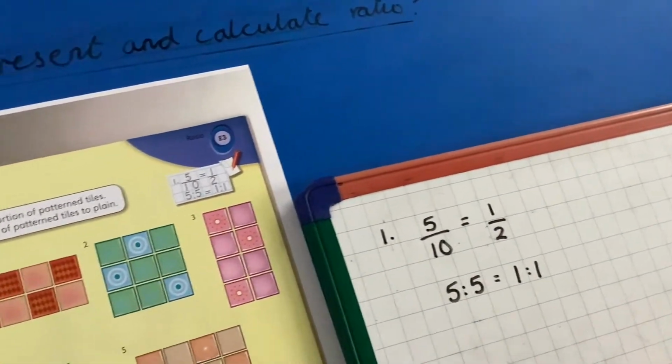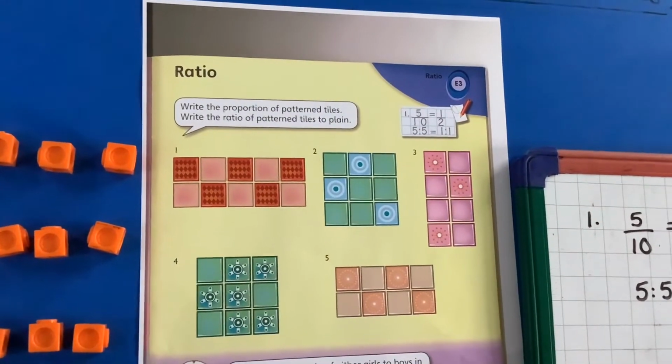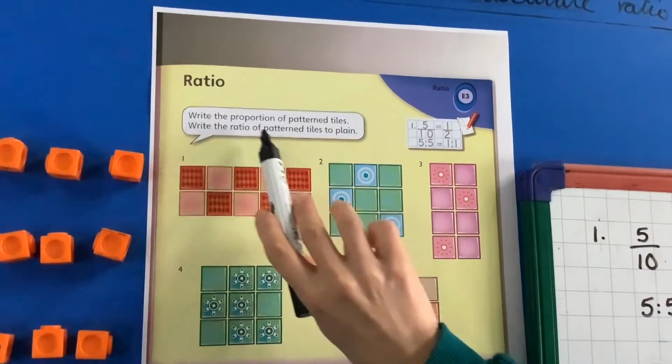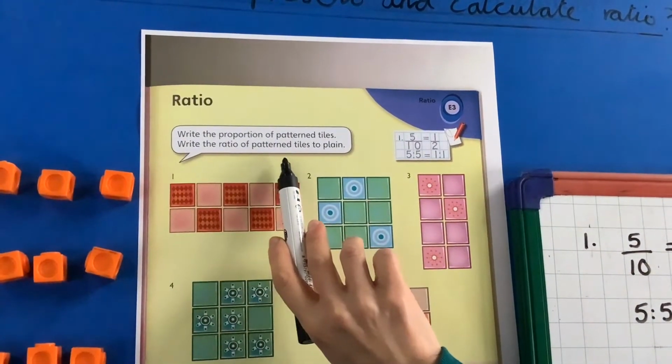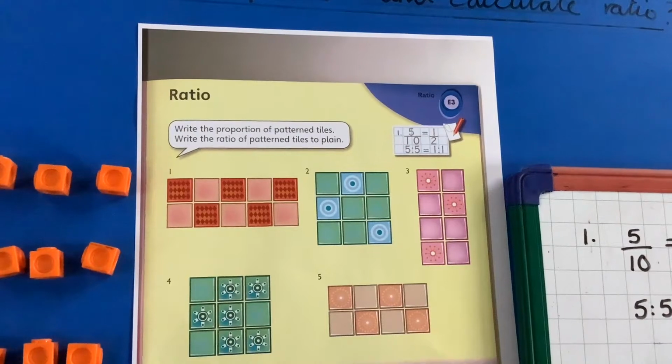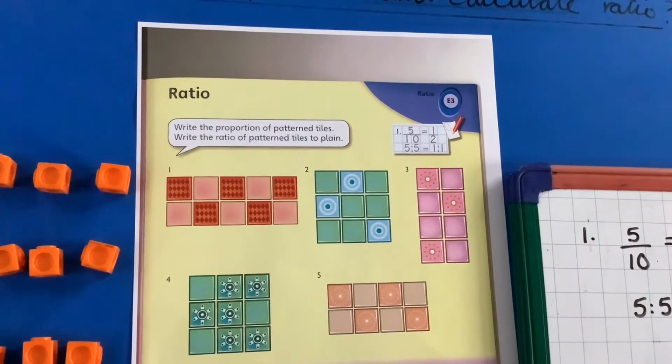I don't want to do any more because you've only got 4 more to do. I'd like you to have a go at those yourself, but just always read carefully. It's always the proportion of patterned tiles, then it's the ratio of patterned to plain. So make sure you put patterned first. Hopefully that won't be too tricky.